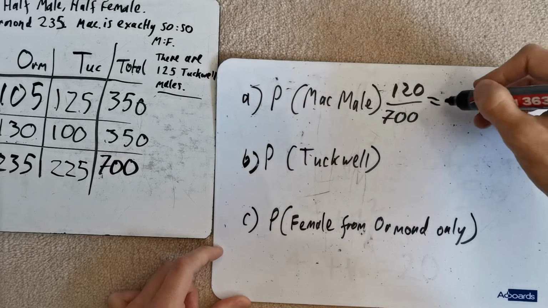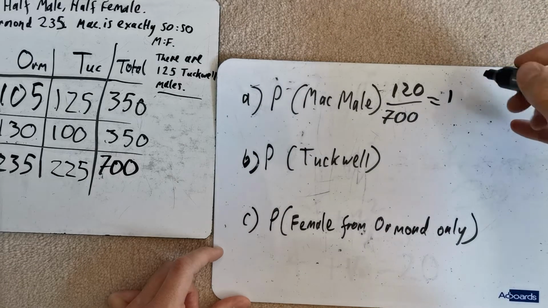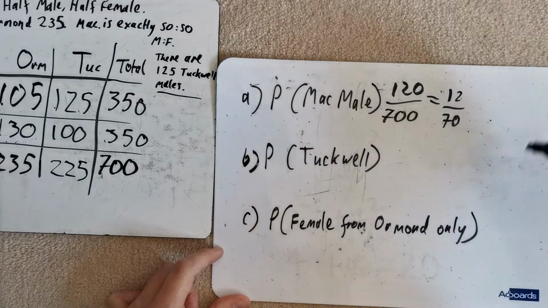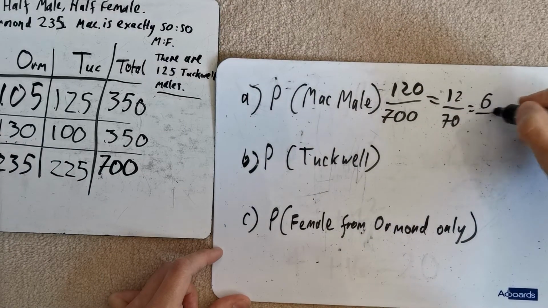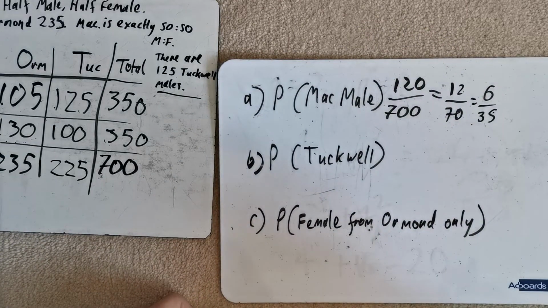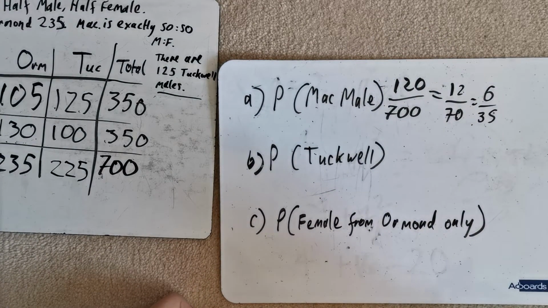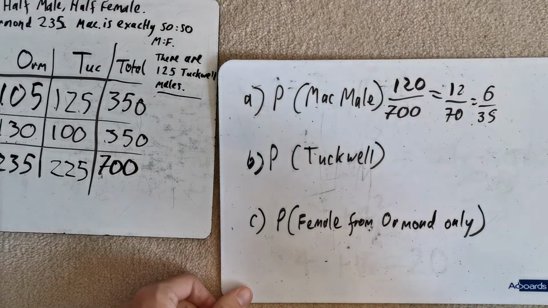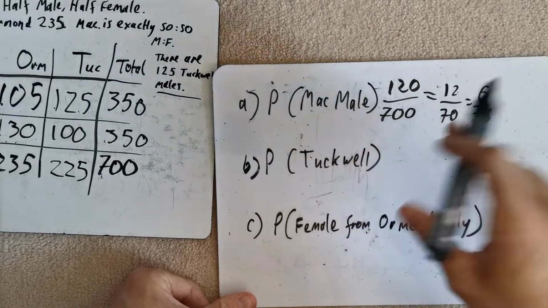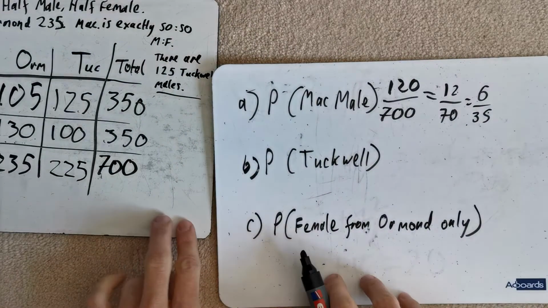Let's knock off those zeros first. Divide it by 10. We're going to get 12 out of 70. What can we do now? We could half it, couldn't we? We'd get 6 out of 35. Does that simplify any further? I don't think it does, to be honest. So, that's our simplified answer. Some of the time, though, that'll be acceptable because it wouldn't say it in the question, okay? No big deal. Probability of Tuckwell.